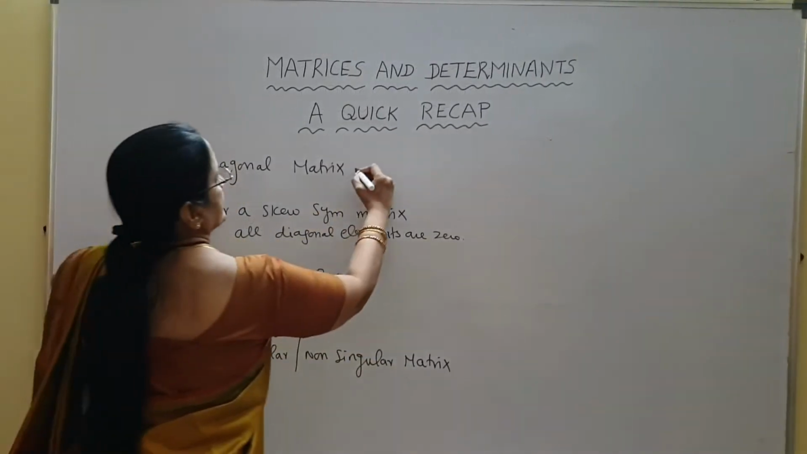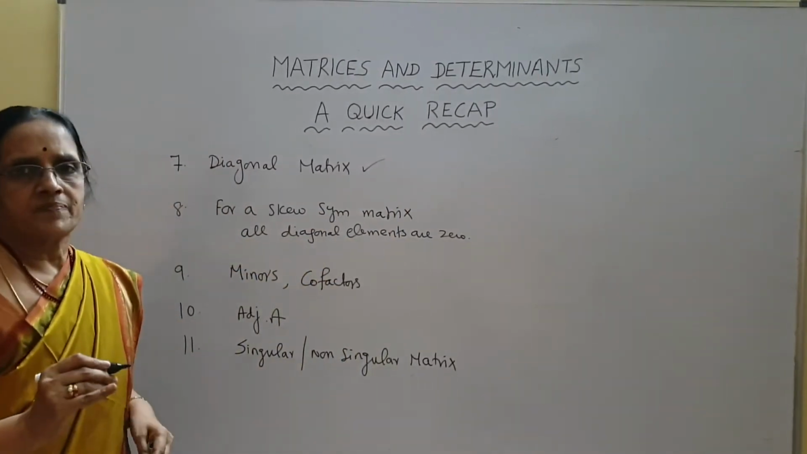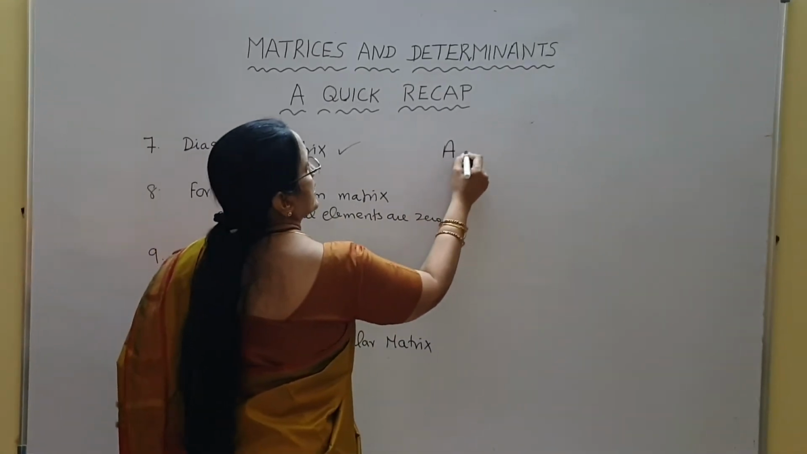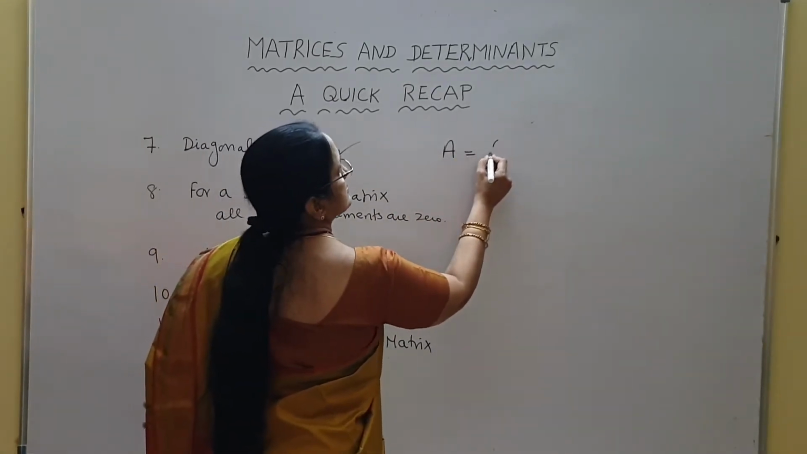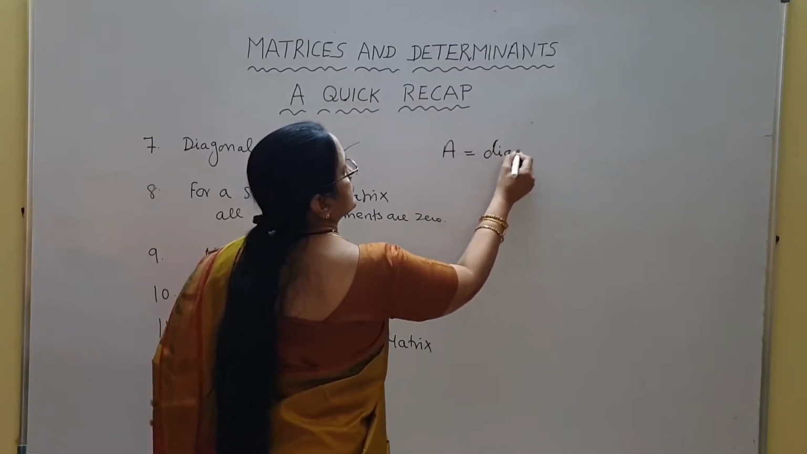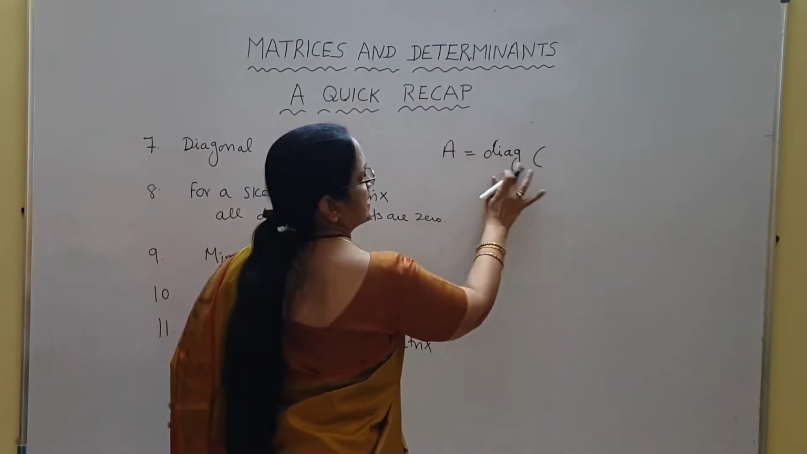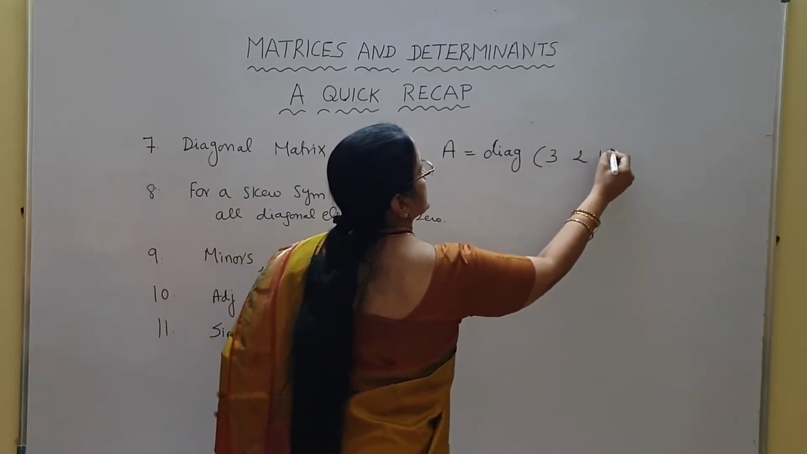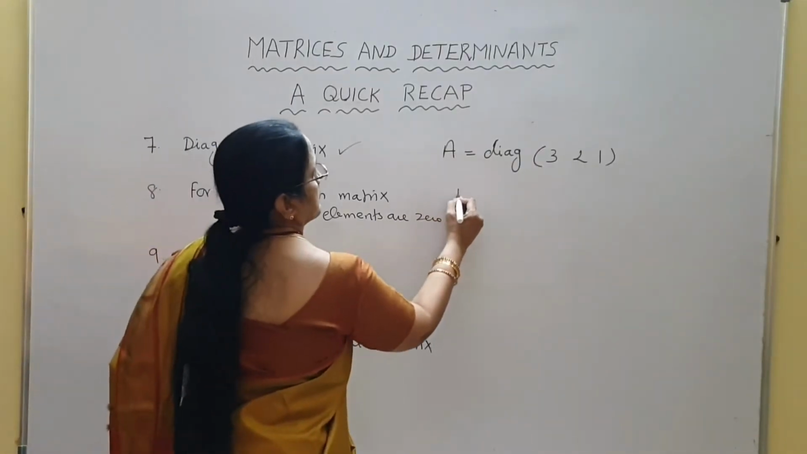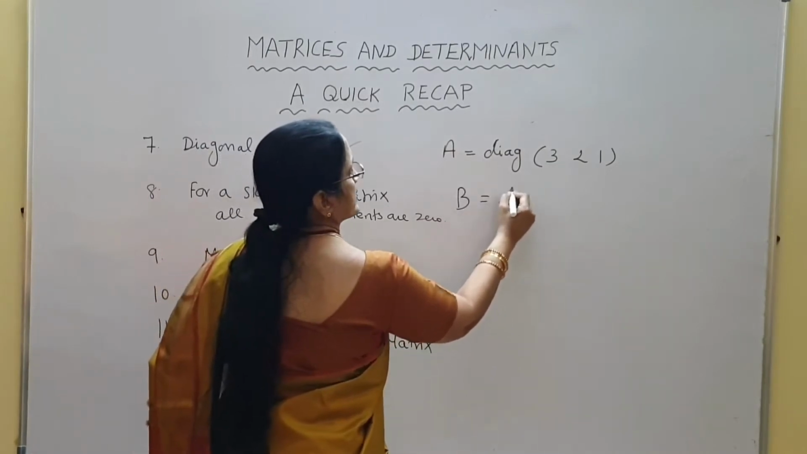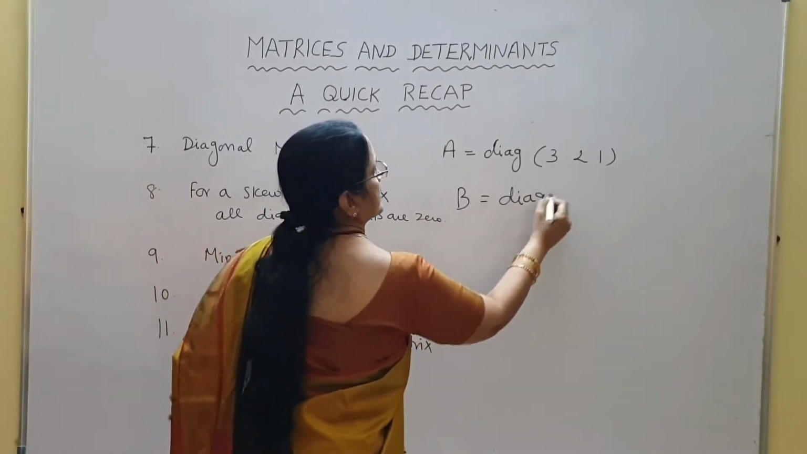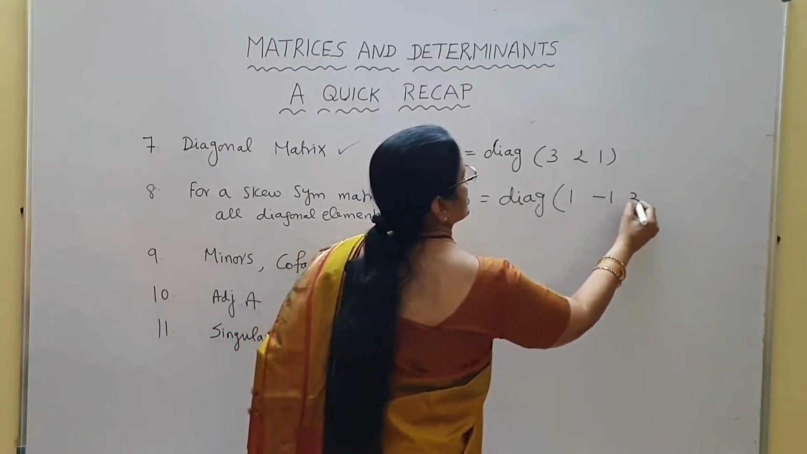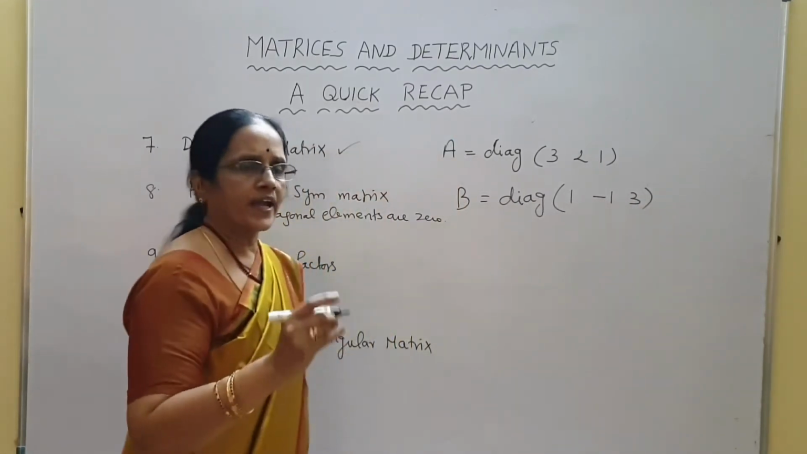Next one is the diagonal matrix. You may come across a problem like this. A is the diagonal matrix. They will say diag 3, 2, 1. Matrix B is diagonal matrix 1, minus 1, 3. Find A plus B.